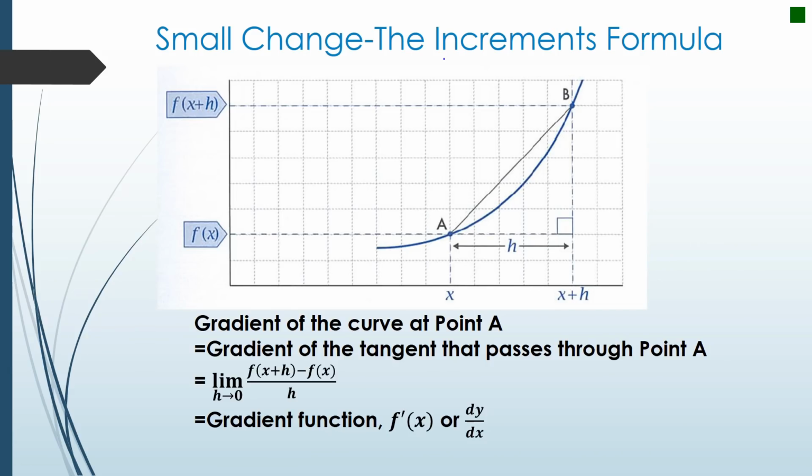First of all, we will see how increments formula is derived, and after that, we will learn how to use increments formula to find small change. So in this diagram, we have point A and also point B. So if we connect A and B, we have a secant line AB. So this is the secant line.